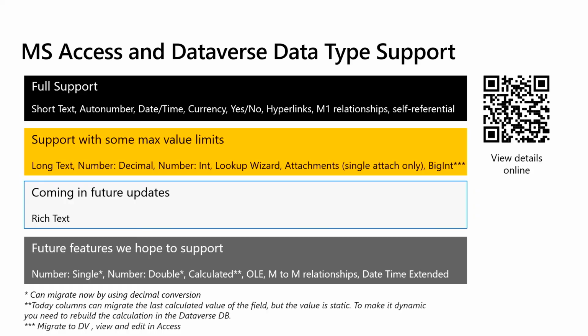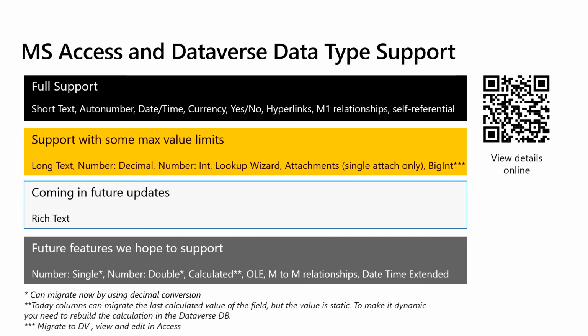Coming up in future updates, we're going to have rich text support. So you'll be able to migrate over your rich text data formatting, and once it's in Dataverse, we'll be able to show that as rich text. We also have some future functions that we hope to support, which are number single and number double. Those are larger scientific numbers that Dataverse does not have the capacity to fully support, so we've prevented you from migrating that data from one side to the other to prevent data loss.